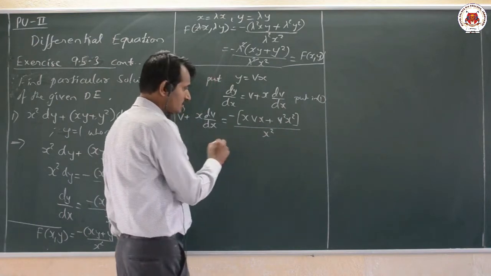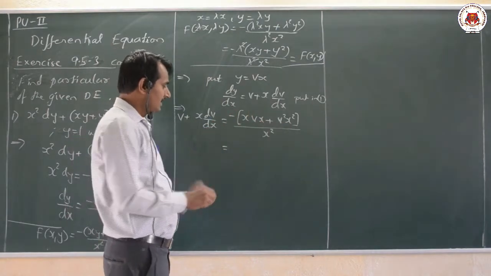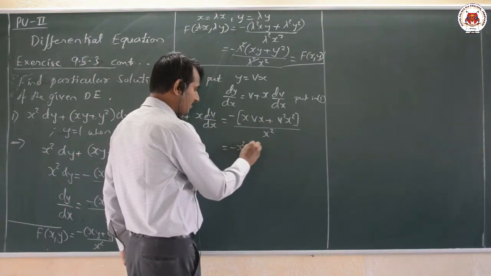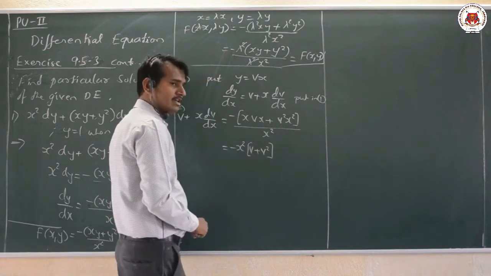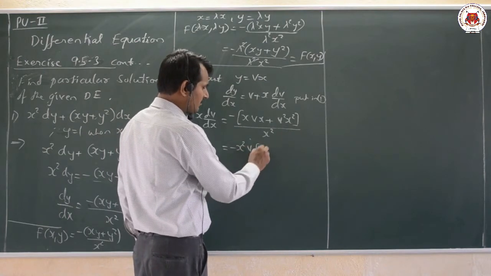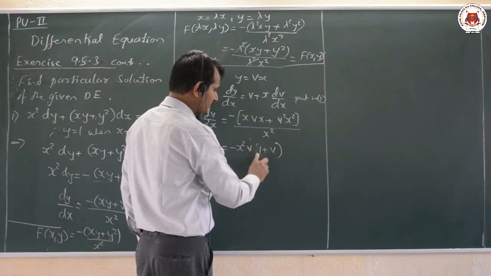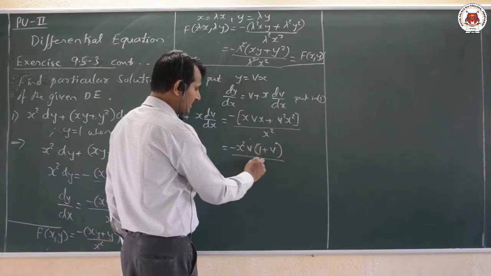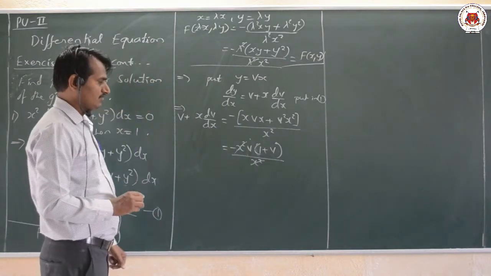Dear students, here x into x, that is x square, here also x square. I can take x square common, the remaining part is v plus v square. Or else directly I can take v into x square common, the remaining part is 1 plus v here. Whole divided by x square, which gets eliminated. Okay, this is one thing.